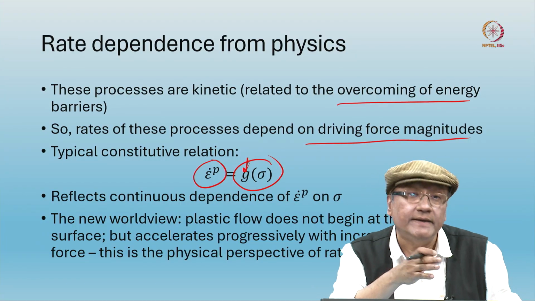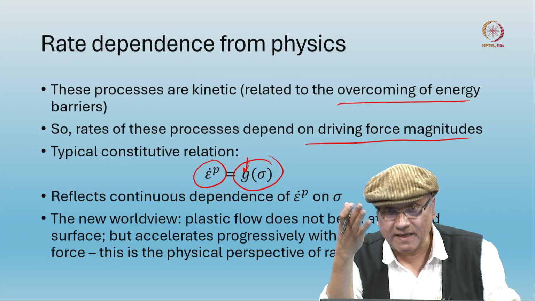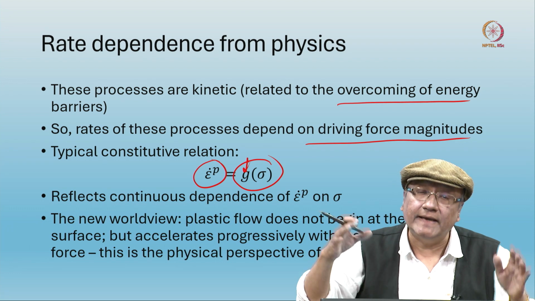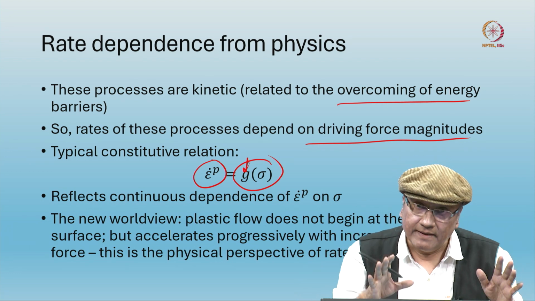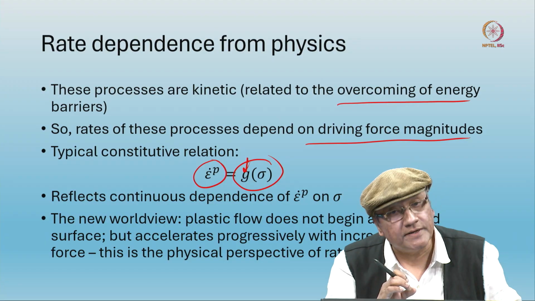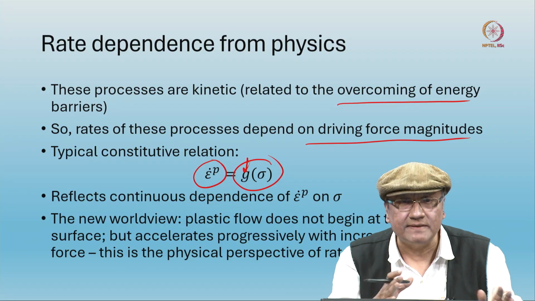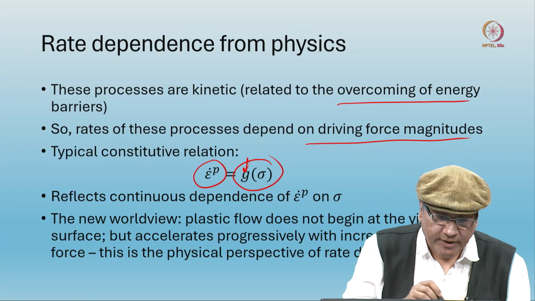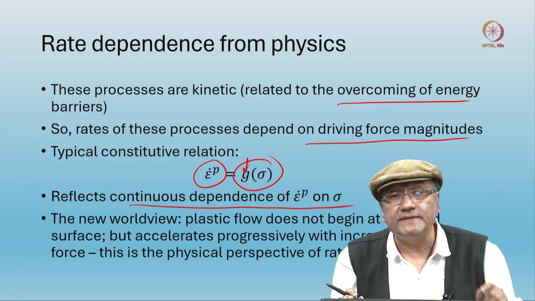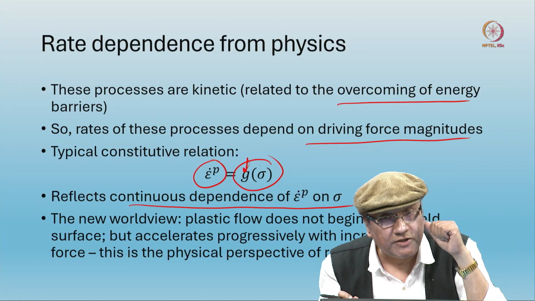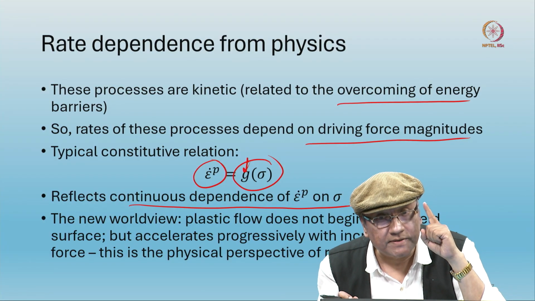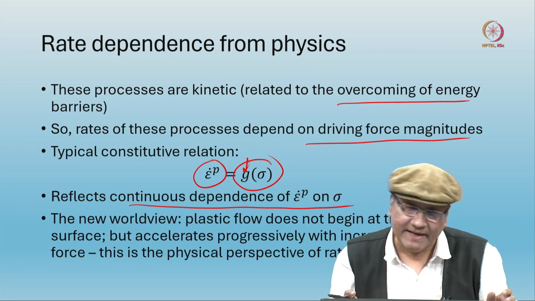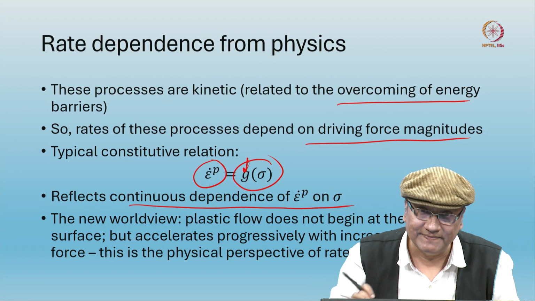That is possible. It may not even require a threshold in some cases. Wherever you need a threshold, you have the yield surface coming into play to play a role in rate dependent plasticity as well. Otherwise, there is no need for any notion of a yield surface. So, all that we are talking of is a continuous dependence of epsilon p dot, the plastic strain rate, on sigma, at least beyond a certain threshold value.